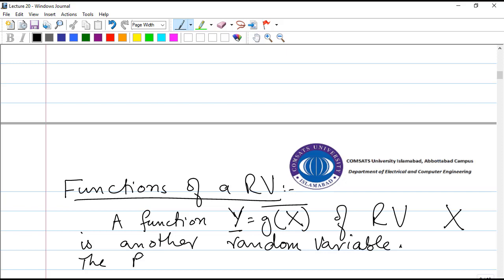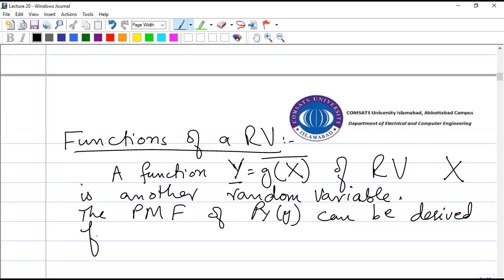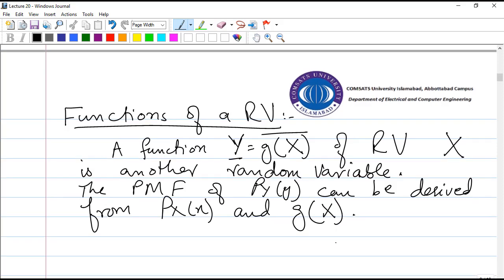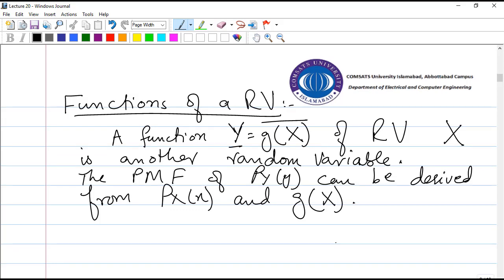So the PMF of y, p_Y of y, can be derived from p_X of x and the function of x. So this is how we can define functions of a random variable.